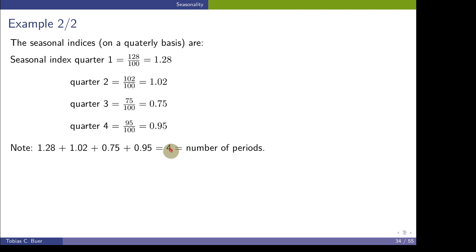So when you do a seasonal index calculation for 12 months of a year and you add up these seasonal indices, the result should be 12 because you were looking at 12 periods. This is a way how you can double check your calculations.